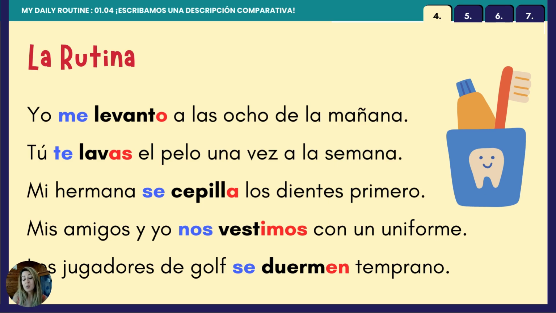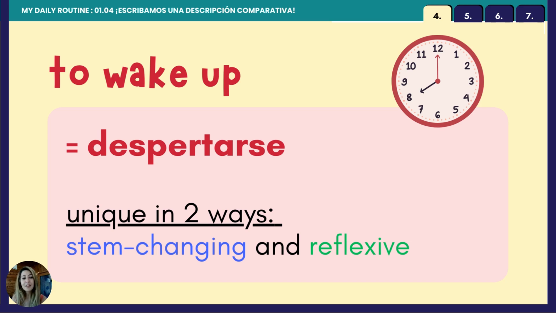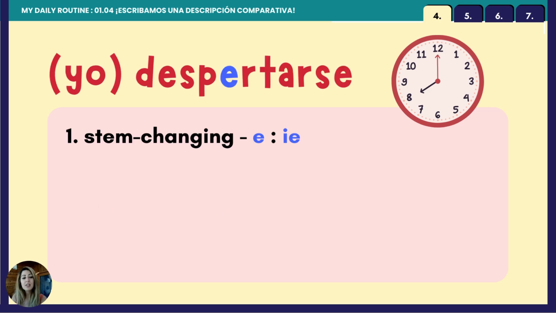I'm hoping all of these words look familiar to you, and if they don't, I encourage you to go back and review your vocabulary, check the Quizlet sets to help you. So to wake up. How do we say to wake up? The verb is despertarse. Now, despertarse is unique in two ways because it also is a stem-changing verb and it is reflexive. Let's look at how this works.